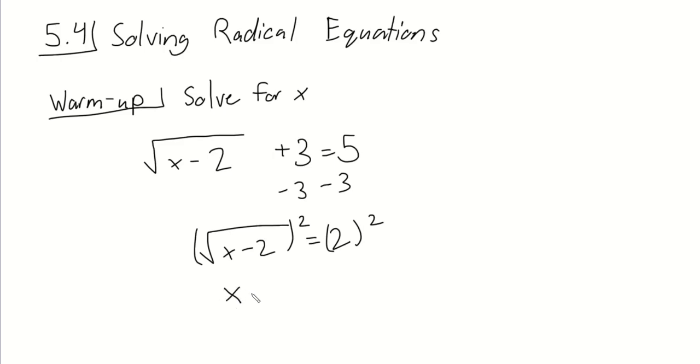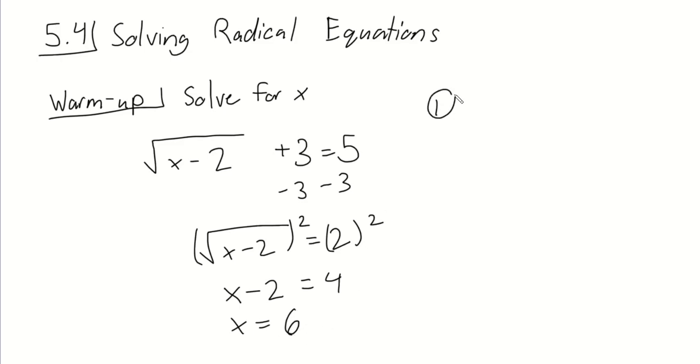So we got this side, we got x minus 2, we got rid of the square root, equals 4. RJ, what's up? Okay? So x equals 6. That should have been our answer.